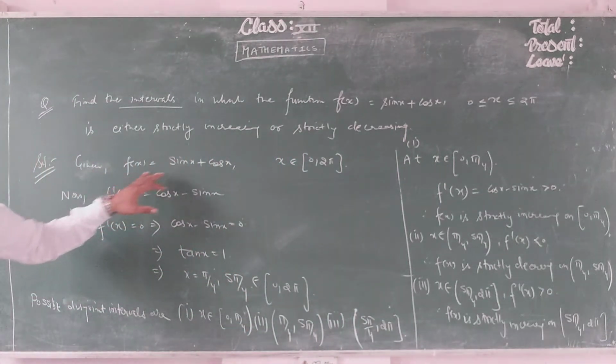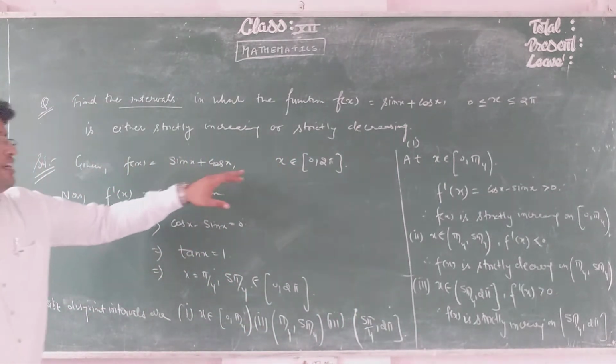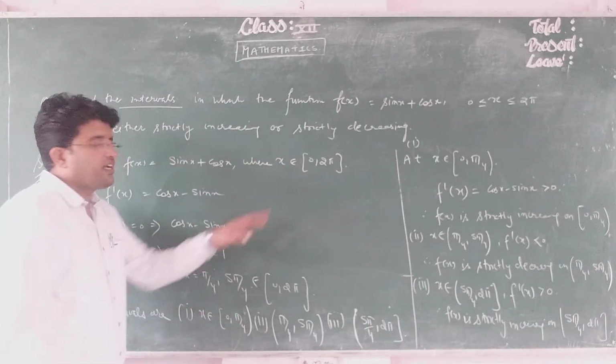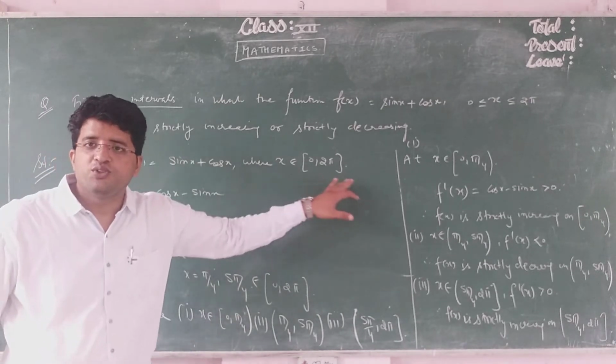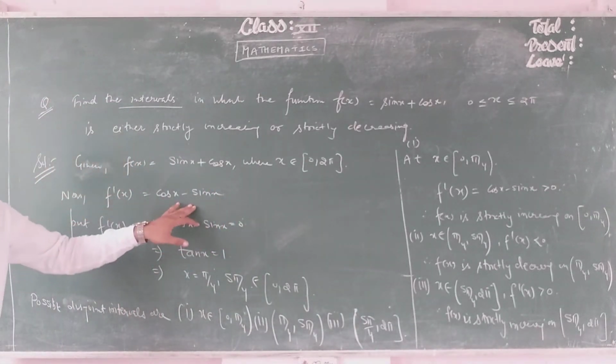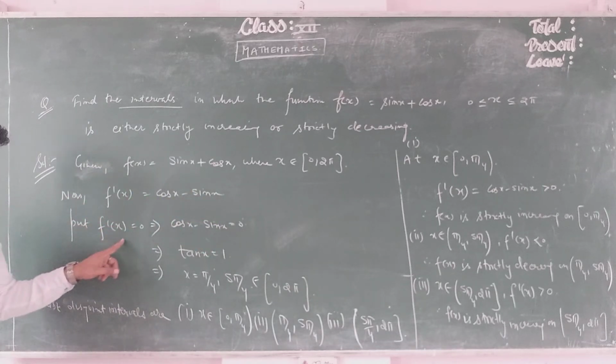Okay, so first of all, what is the function we have? That is f(x) equal to sin x plus cos x. And what is the condition on x? x can be written in interval form, that is of course 0 to 2 pi. So f dash x is cos x minus sin x, and put f dash x equal to 0.